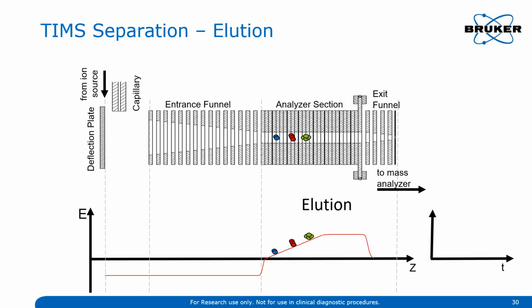The second part of the separation cycle is the elution. So the gradient of the opposing electric field is reduced step by step, and trapped ions are ejected into the mass spectrometer for further analysis. Ions with greater collisional cross-section are ejected first, and the most compact ions last. This gives us an ion mobility spectrum, or so-called Mobiligram. Now, Mobiligrams are not to be confused with chromatograms. These are actually two different things.